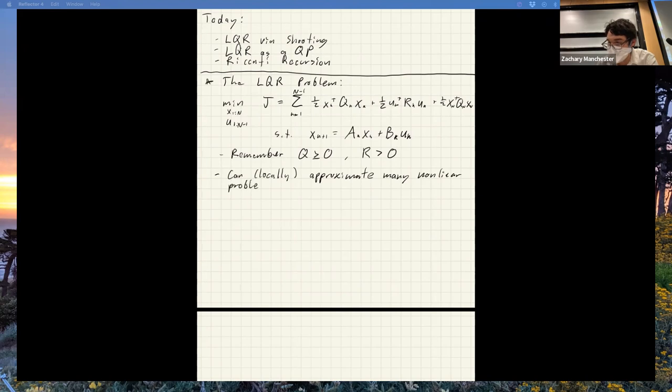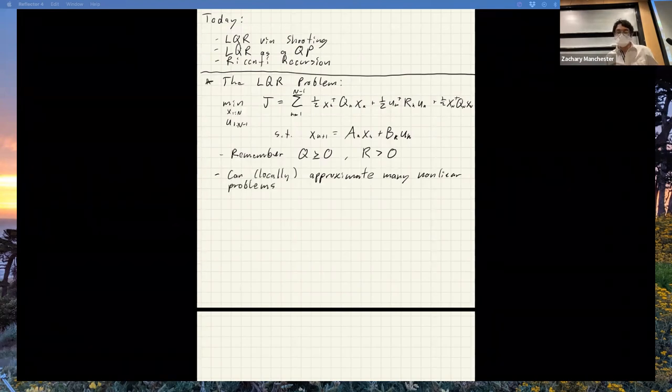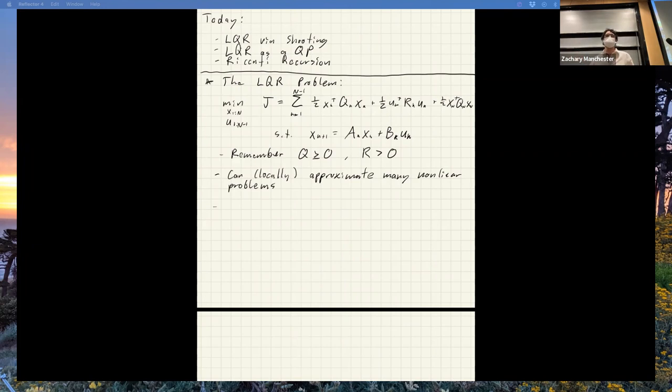So it is useful in nonlinear systems. It also, as we will see, basically has a closed form solution. So it's a thing we can actually solve. So it's super tractable computationally. It also has a bunch of interesting extensions.